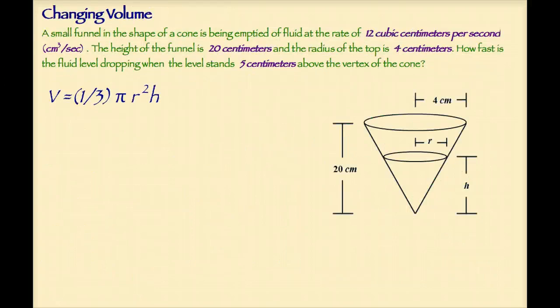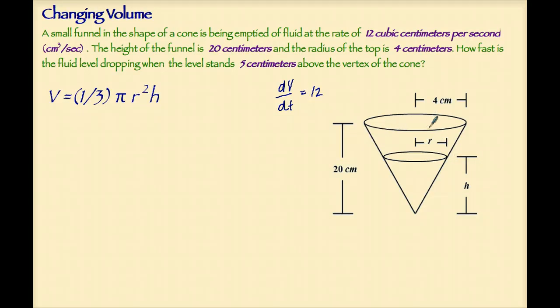In this last example, we're going to examine the changing volume of a cone. A small funnel in the shape of a cone is being emptied of a fluid at the rate of 12 cubic centimeters per second. That's a change in volume. So volume is changing with respect to time at 12 cubic centimeters per second. The height of the funnel is 20 centimeters and the radius of the top is 4 centimeters. How fast is the fluid level dropping when the level stands 5 centimeters above the vertex of the cone?